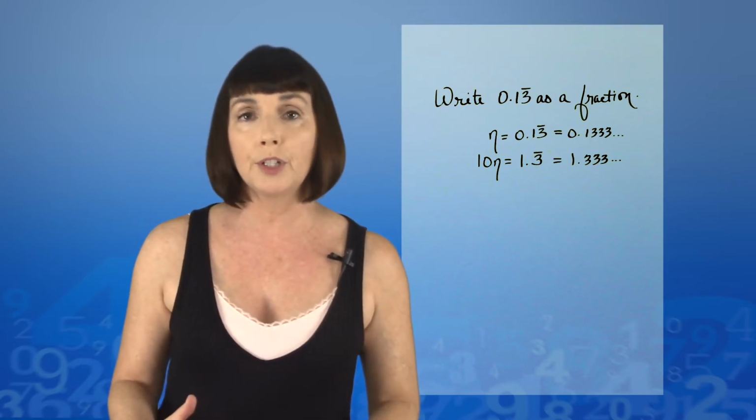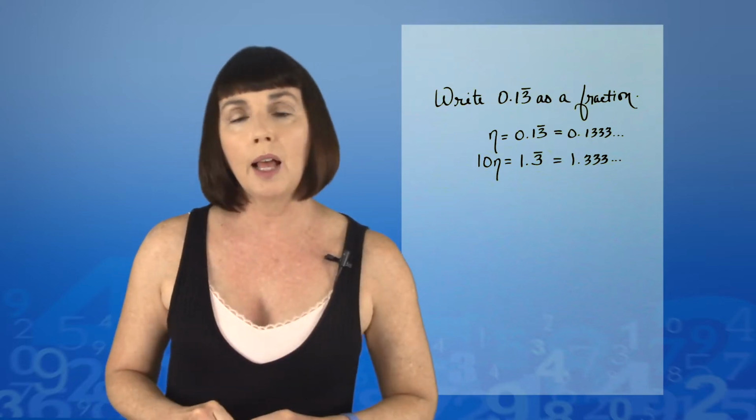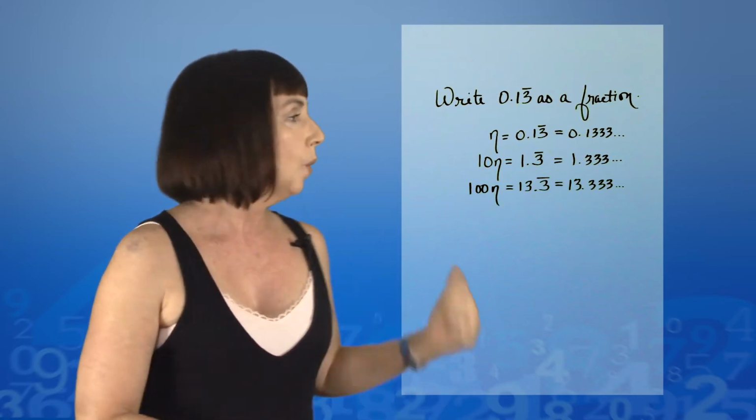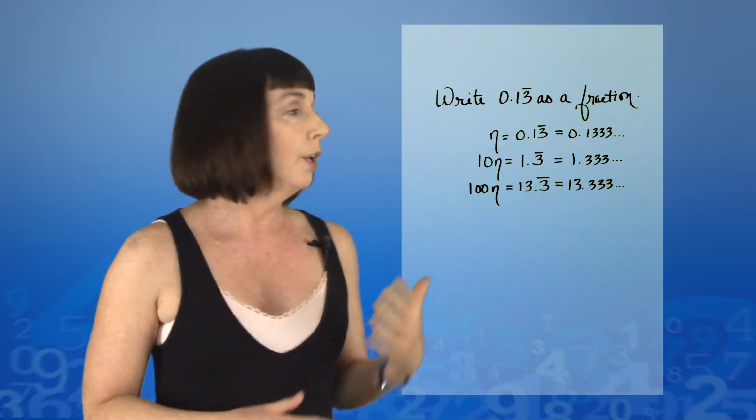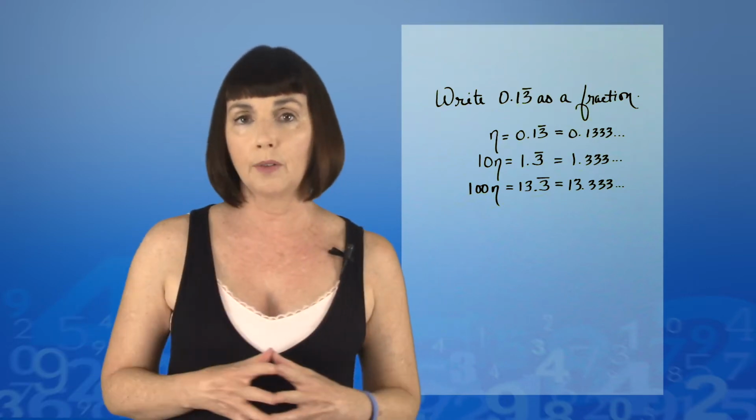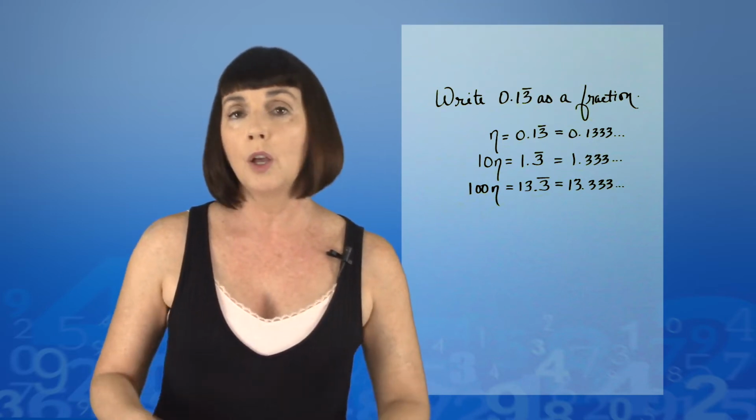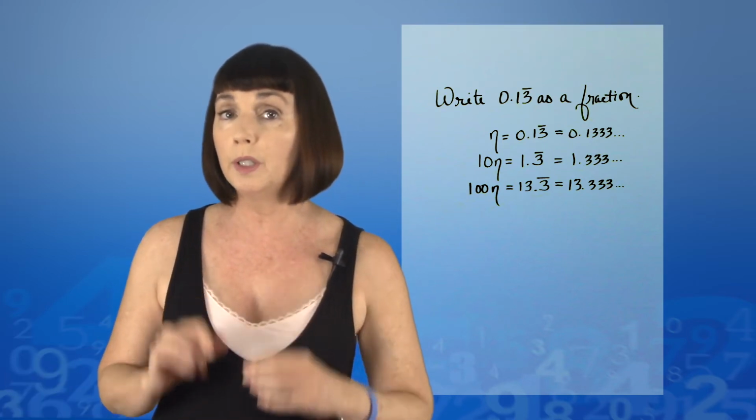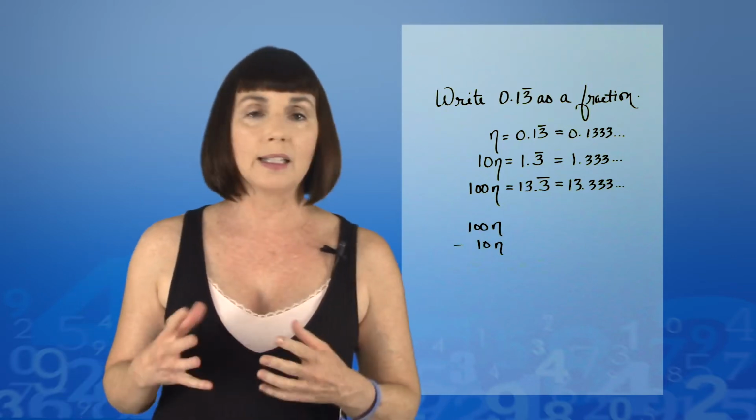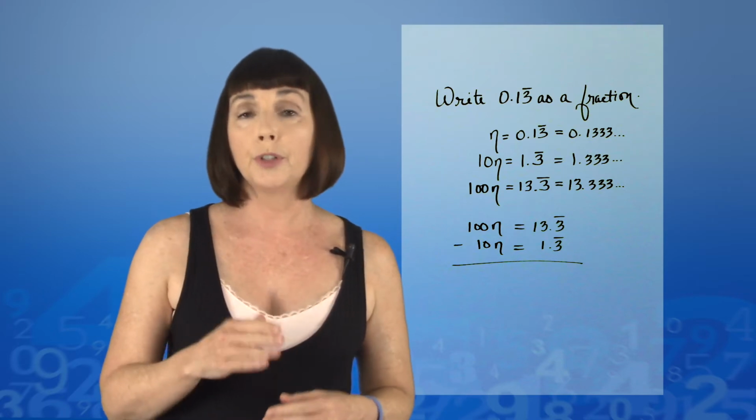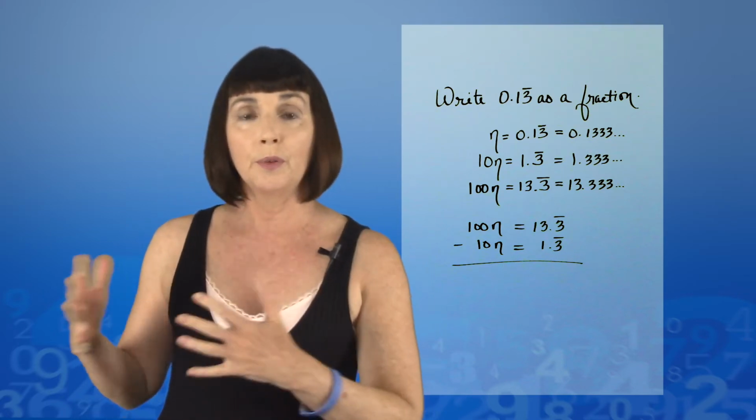we do subtraction. Now that's not going to happen just yet. So let's multiply n by 100. 100n is equal to 13.3 repeating, or 13.333, etc. Now if we were to subtract 10n from 100n, those repeating decimal values would disappear. So let's do that. 100n minus 10n is equal to 13.3 repeating and 1.3 repeating.